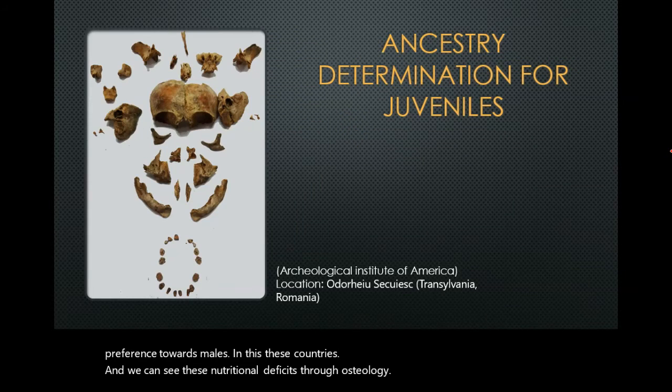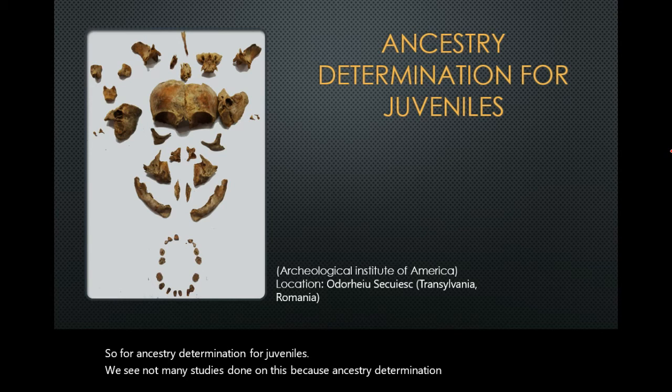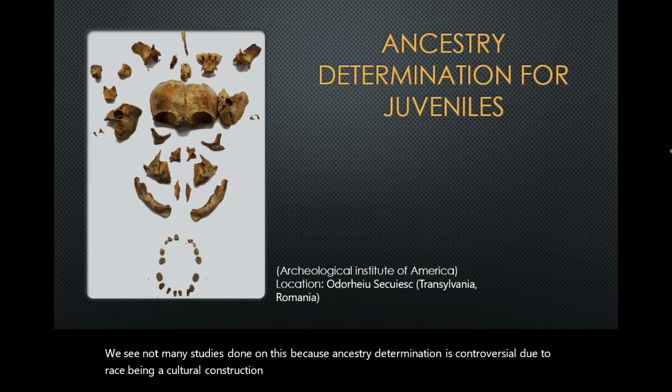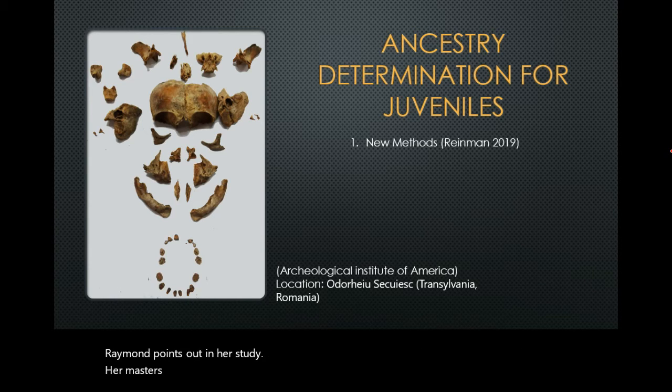So for ancestry determination for juveniles, we see not many studies done on this because ancestry determination is controversial due to race being a cultural construction and not biologically sound. But there are new methods, as Rainman points out in her master's thesis, taking a look at samples and collections in order to determine ancestral prediction through osteology.